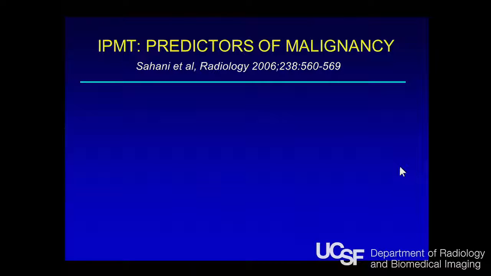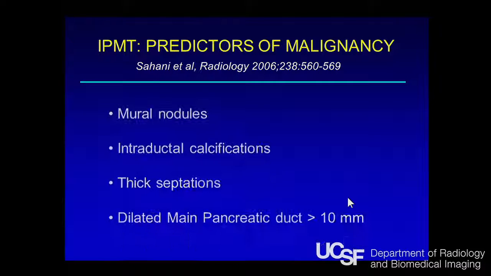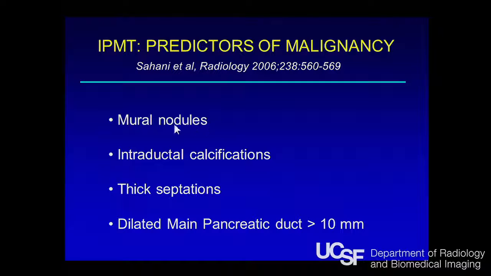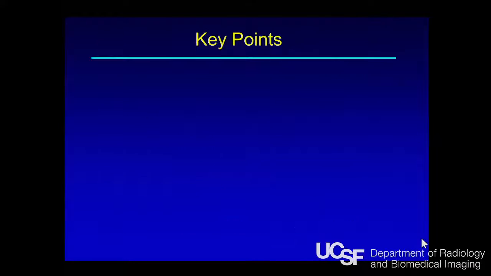And this was a paper published by Dushyant Sahani documenting the predictors of malignancy for this particular tumor. And there were 4 of them. If you find mural nodules, intraductal calcifications, interestingly, would be a predictor of malignancy, thick septations, and then if you have a markedly dilated main pancreatic duct greater than 10 millimeters.